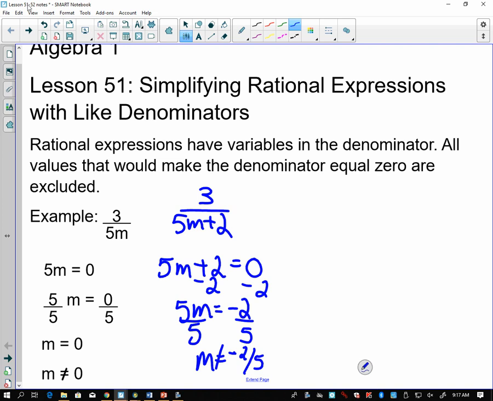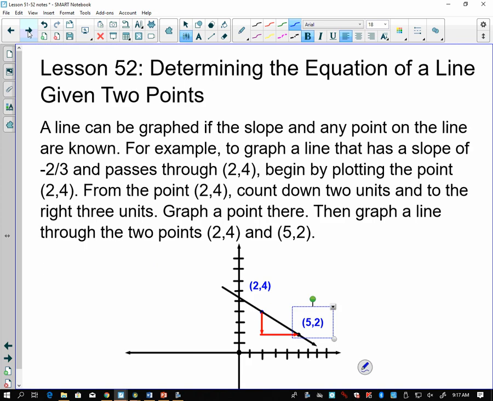All right. Let's look at lesson 52, determining the equation of a line given 2 points. You're going to find a couple of formulas in here for this. A line can be graphed if the slope and any point on the line are known. Basically, if we have the slope-intercept form of the equation.